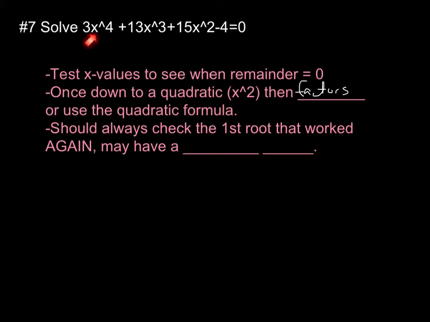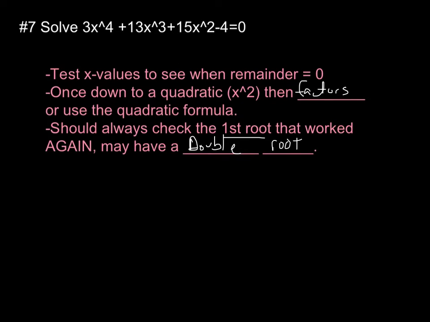Now, this guy is 3x to the 4th, which means we'd have to depress it 2 times to get it down to a quadratic. You should always check the first root again that worked. It may be a double root. Okay, so let's come up here.